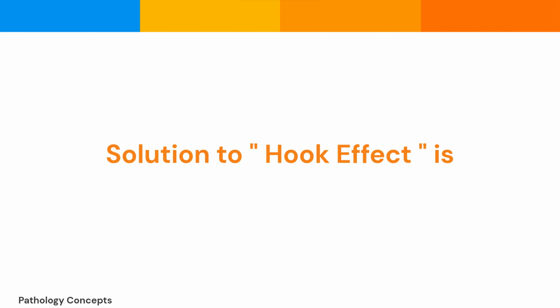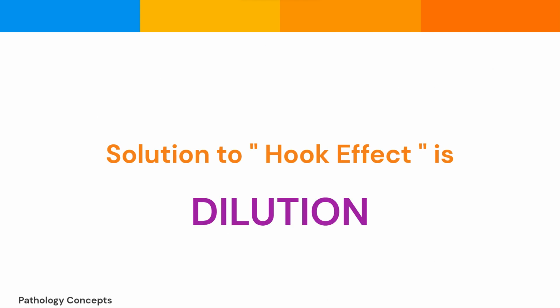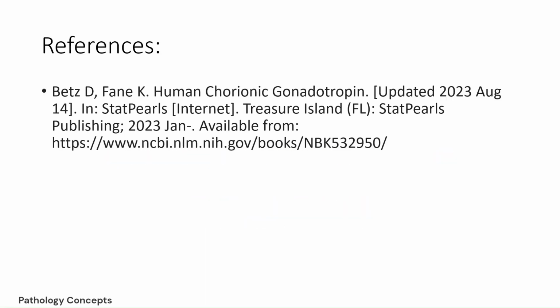If gestational trophoblastic disease is suspected, the lab should perform a dilution prior to direct testing. So this is in short about beta-hCG.